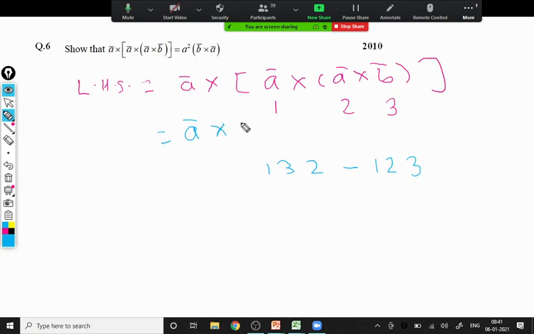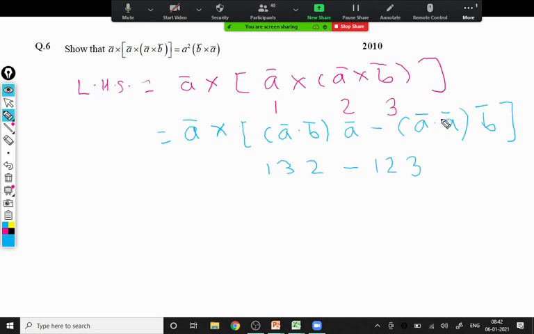So 1 3 1 3 is A dot B into A, minus 1 2, that is A dot A into B. So this is by definition of the vector triple product: A dot B into A minus A dot A into B. What is the value of A dot A? A square. Okay, very good.